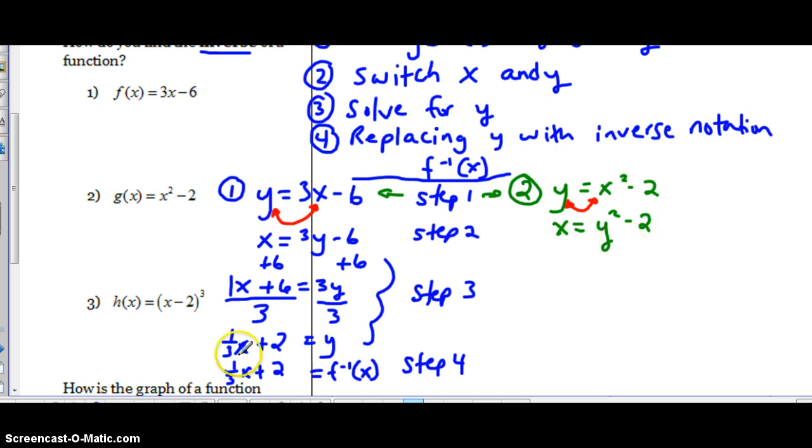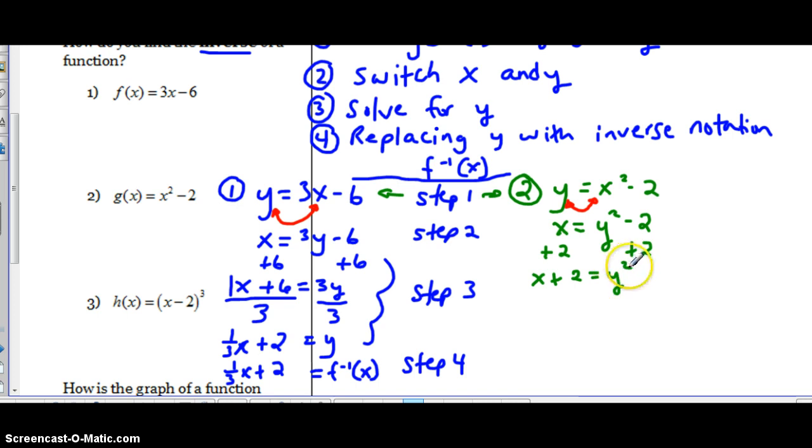Now we have to get y by itself. So to get y by itself, we have to add 2 to both sides. And that would make that 0. That would be the first step. And then we have x plus 2 equals y squared. And now y is still not by itself. y is being squared.